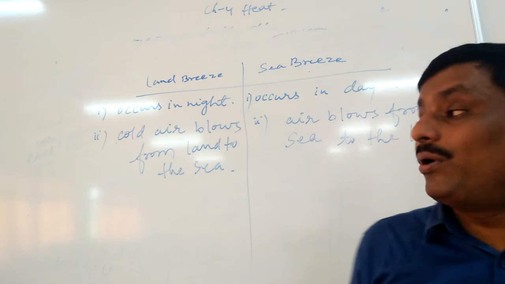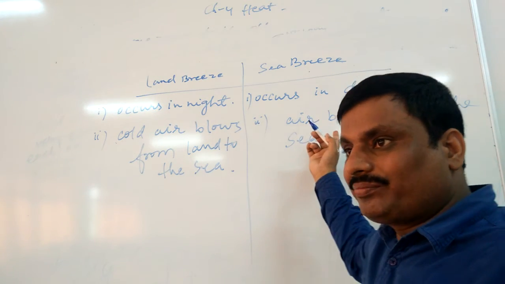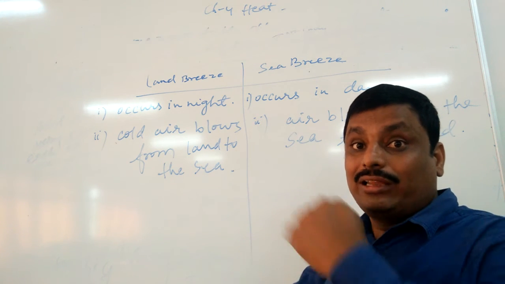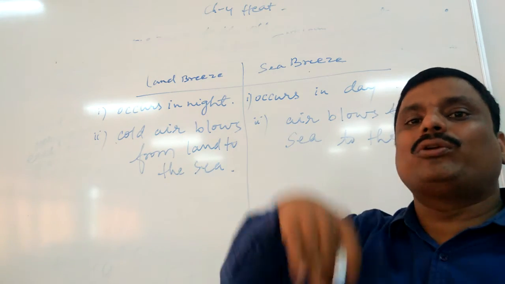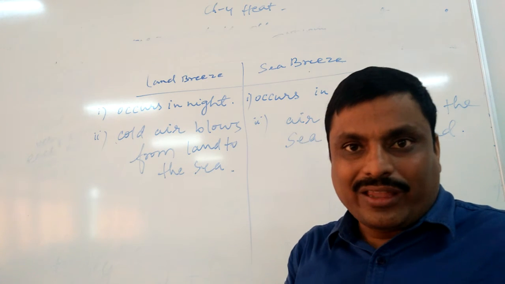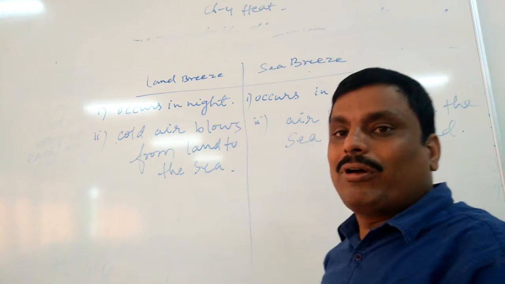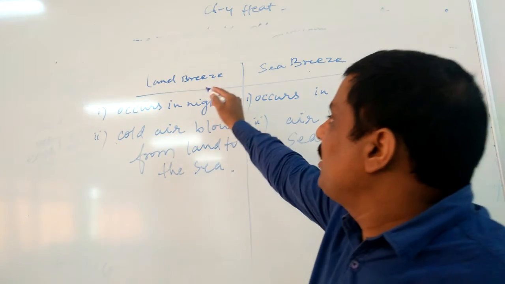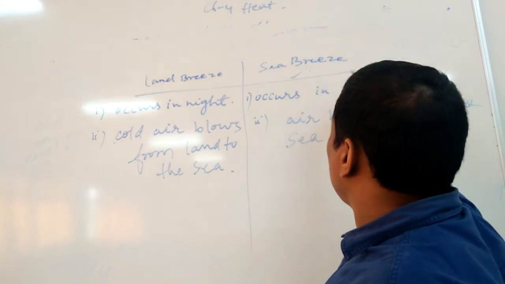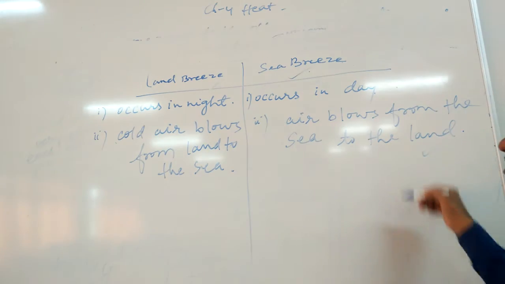In the beginning you have all studied that transfer of heat always takes place from hotter to colder region. So here also it is the same thing. The hot air moves and covers the space of the cold air, and the cold air shifts towards the hot region, filling the gap between both of them. This process simply involves the transfer of heat. One is land breeze, the other is sea breeze. Land breeze occurs during night, sea breeze during daytime. Cold air blows from land to the sea, and in the other, air blows from the sea towards the land.